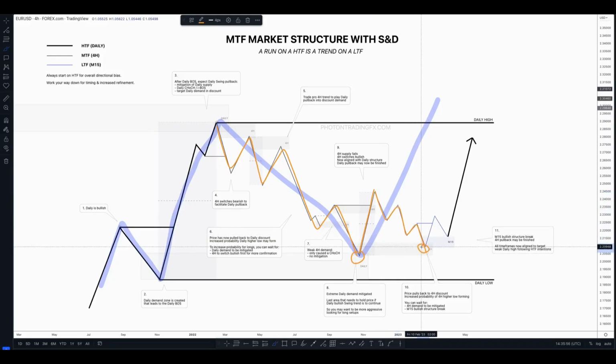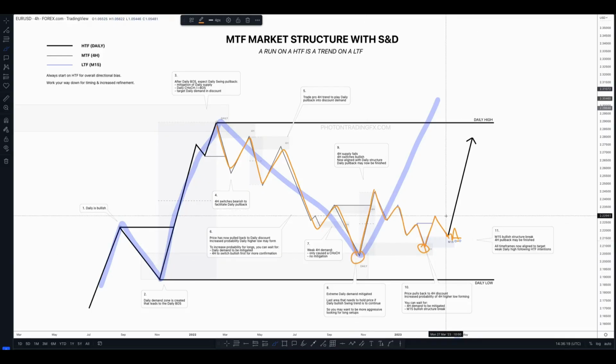And you can look to get long in here straight away, right? You can do that. Or if you want to again wait for a bit more confirmation, wait for that bullish M15 structure shift, okay? Then look for price to pull back into the M15 zone. Maybe then you want to jump down to the M1 time frame, and what do you want to do on the M1? You want to look for the M1 to shift bullish, right? Then you've got M1 confirmation of the M15 zone, confirming the 4-hour zone, confirming the daily zone, right?